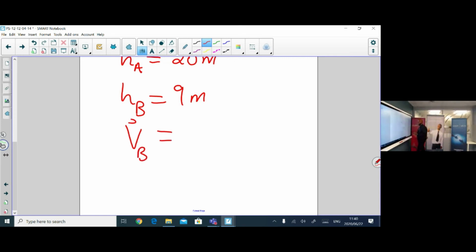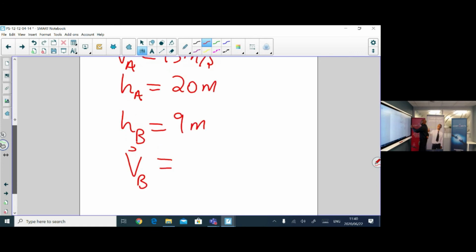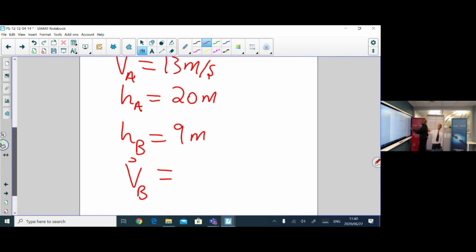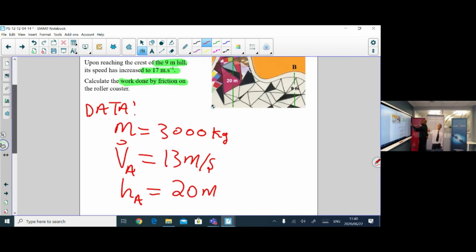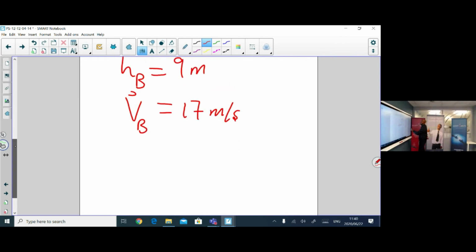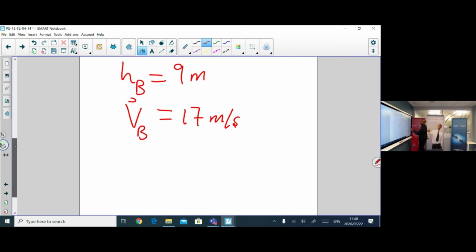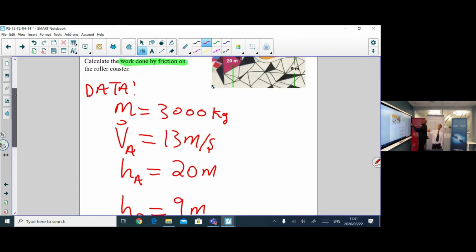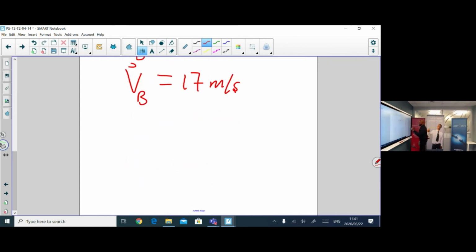That is the final velocity. Don't be confused by these letters; V stands for final velocity, which is equal to, what is that? At B, we have to look at it. That is 17 meters per second. Okay. If we have that, and what else? That's all. We are looking for what? W and C. That is all.